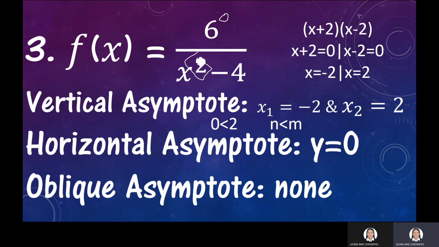So, again, vertical asymptote, x sub 1 equals negative 2 and x sub 2 equals 2. Horizontal asymptote, y is equal to 0. Okay? Then, oblique asymptote, of course, none. Again, 1 point vertical asymptote, 1 point horizontal asymptote, and 1 point oblique asymptote. Next.